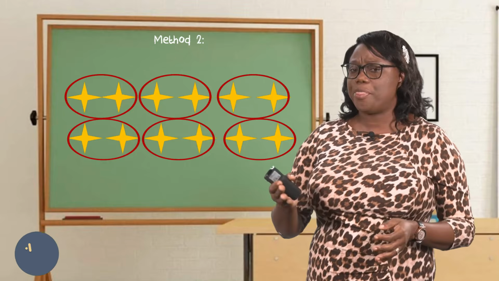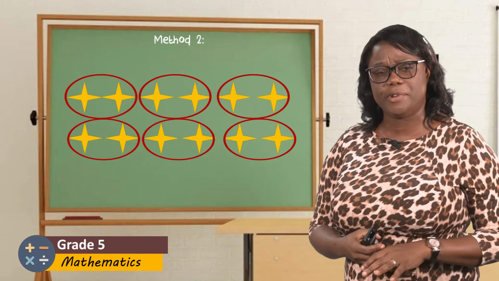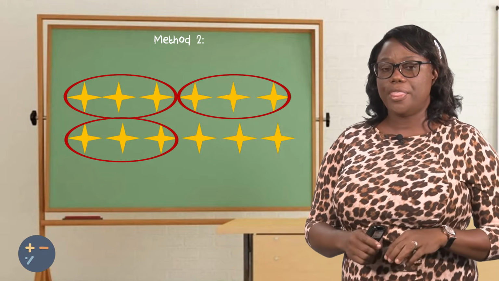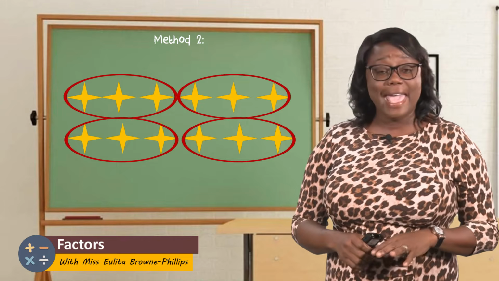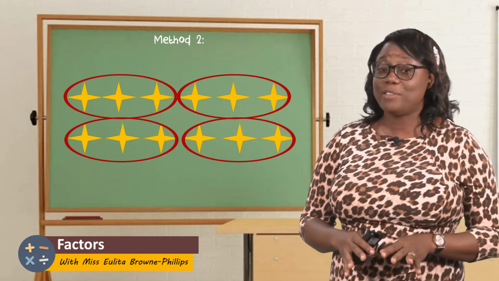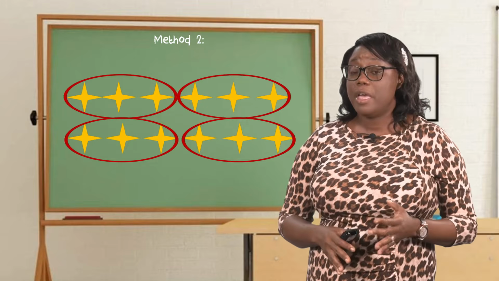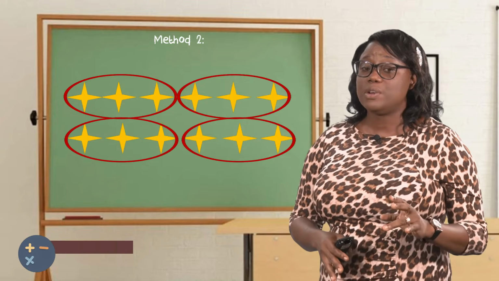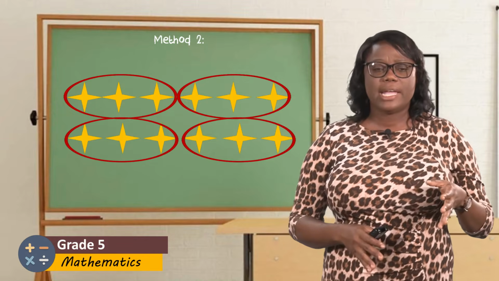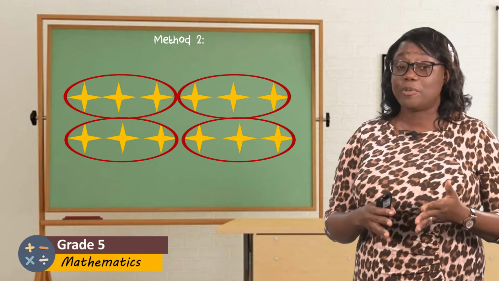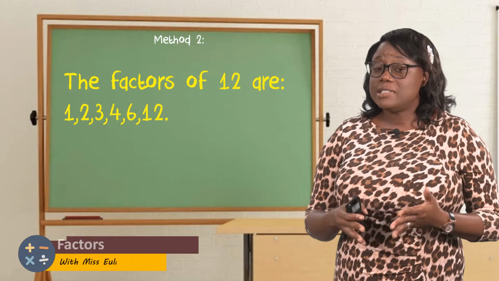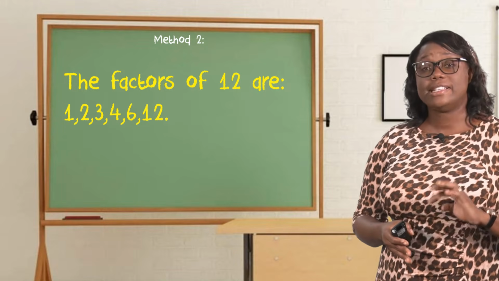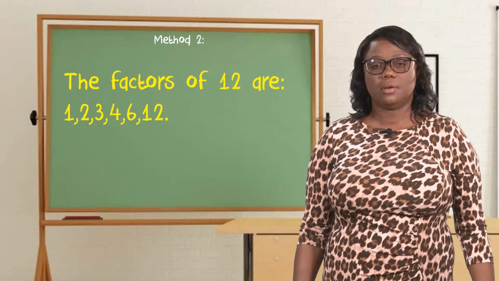Let's see if we can put 3 stars into a group without leaving a remainder. 1, 2, 3, 4. Excellent. Yes, we can get 4 groups of 3 from 12. Therefore, 3 and 4 are factor pairs and also factors of 12. Let's list the factors of 12 quickly. The factors of 12 are 1, 2, 3, 4, 6, and 12.